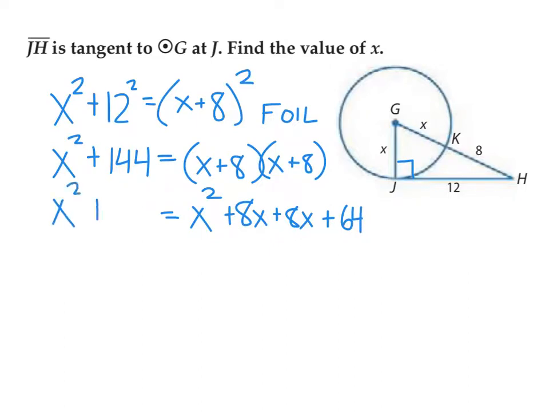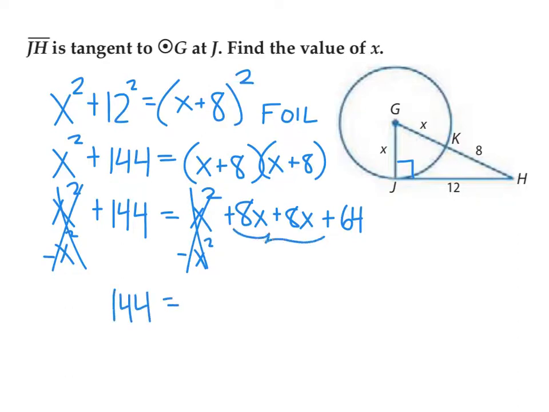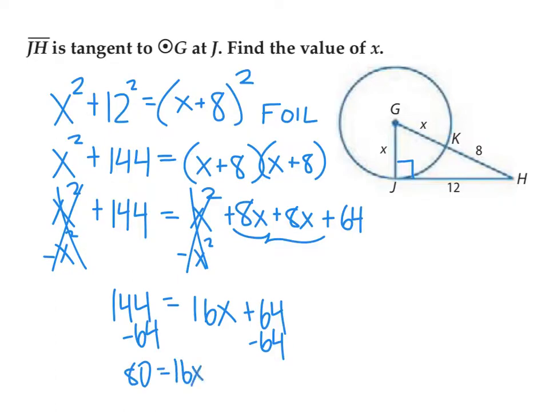Now we have to continue to simplify this. I notice that there's an x squared on both sides, so I can start by subtracting x squared. Both of those are going to cancel, which is really nice. It's going to make our job a lot easier. 144 is going to equal, let me combine these now, 16x plus 64. I'm going to subtract 64 on both sides, and I get 80 is equal to 16x, and then I can divide by 16, and I get that x is equal to 5.